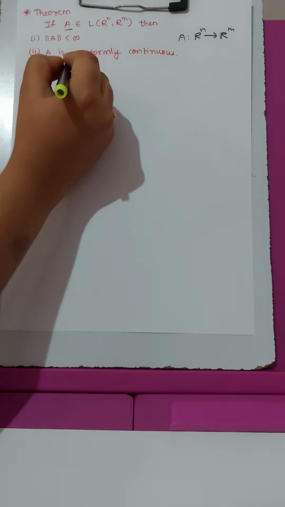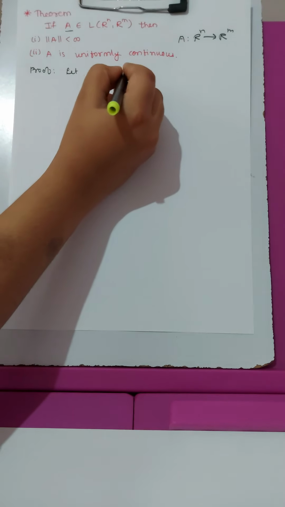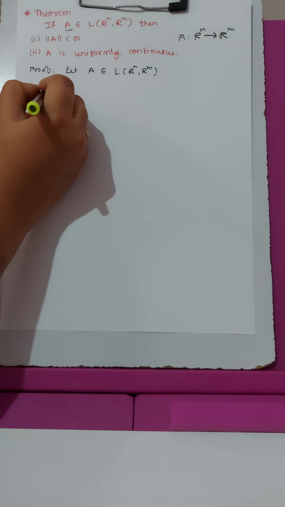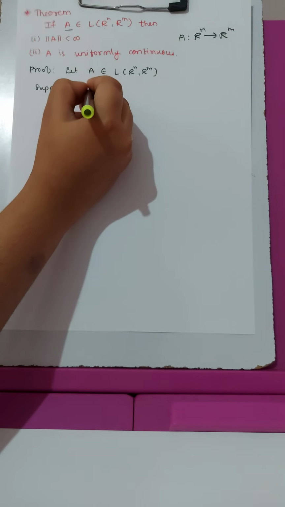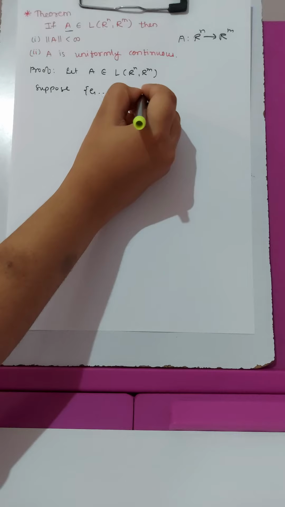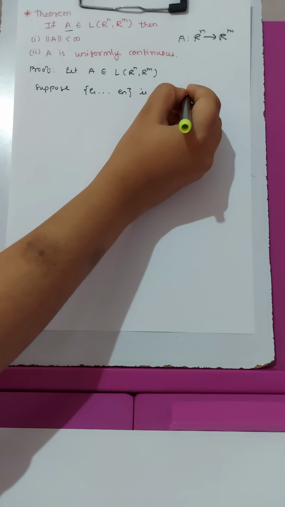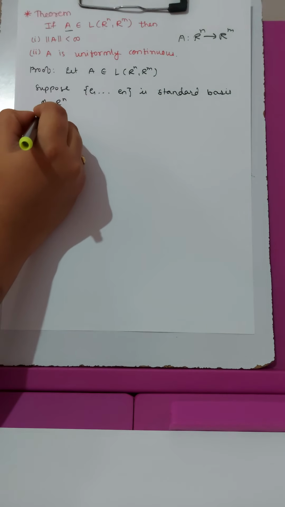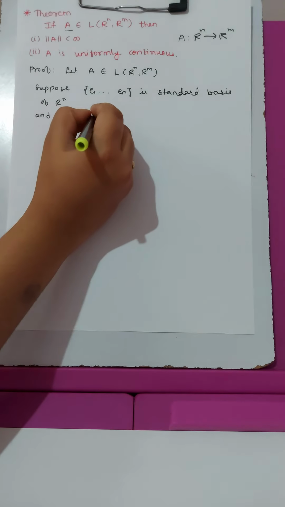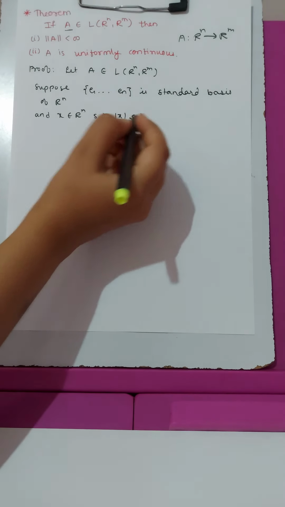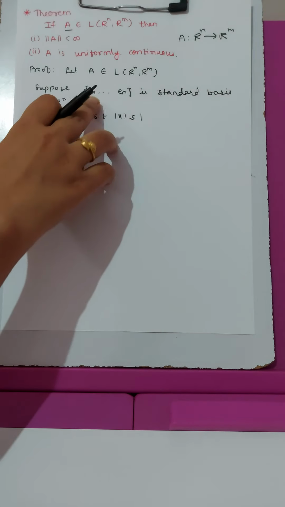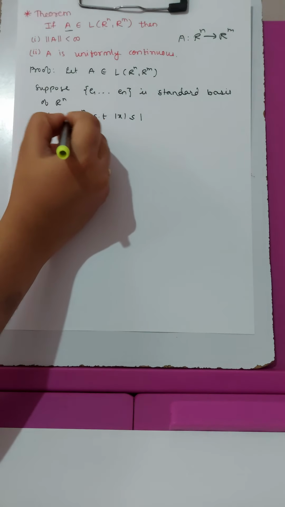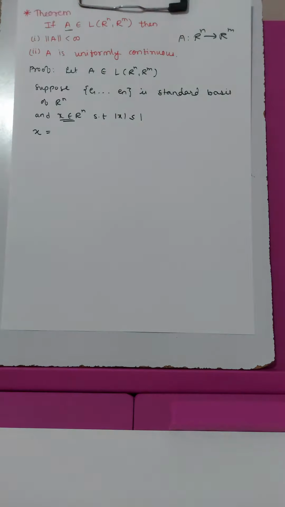So let A belong to L(Rn, Rm). Suppose that e1 up to en is the standard basis of Rn and x belongs to Rn such that mod of x is less than or equal to 1. Then, as e1, e2, up to en is the standard basis of Rn, this x belonging to Rn can be expressed as a linear combination of these vectors.